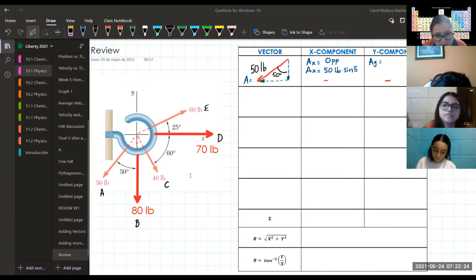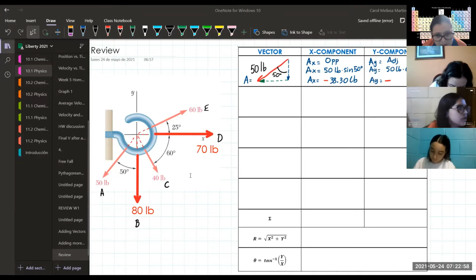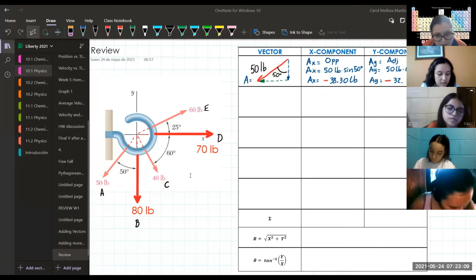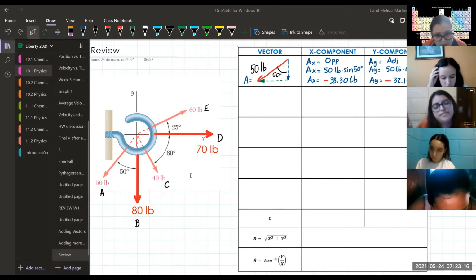So AX is going to be equal to negative 38.30 pounds. Okay, and therefore AY is going to be adjacent. If it is adjacent, we're going to be using cosine. And that is negative 32.14 pounds, rounded, right? Yes. Okay. You have accomplished the first one.